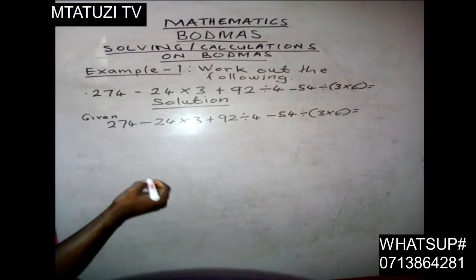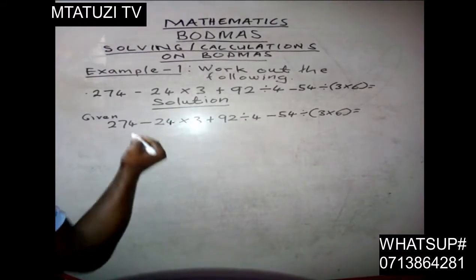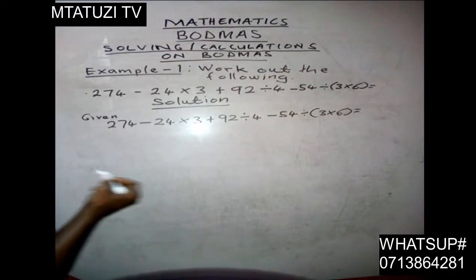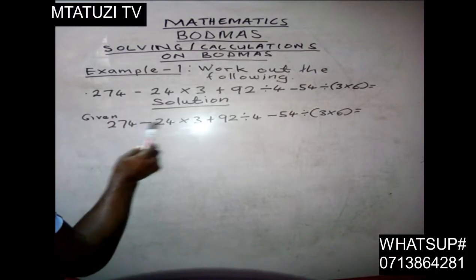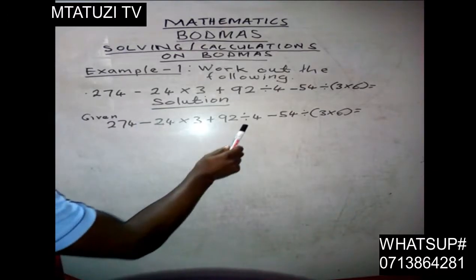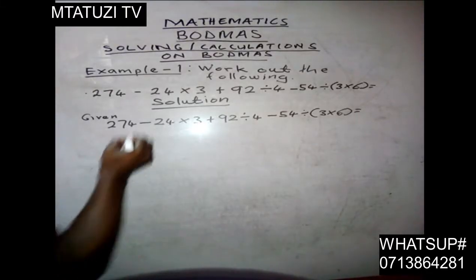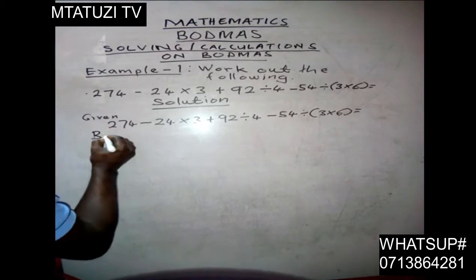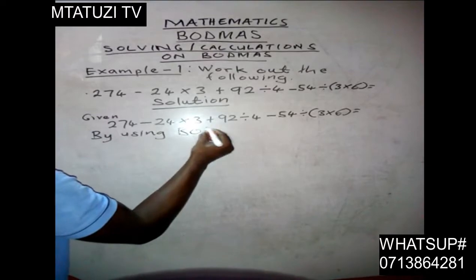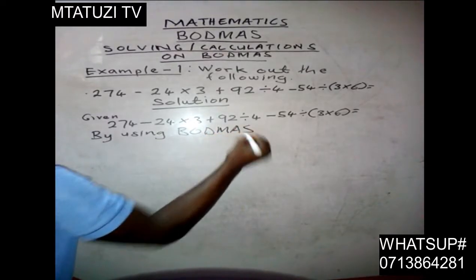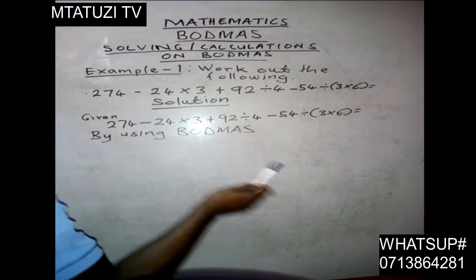As I said earlier, to solve a question like this, you see, this question contains more than one operation. There is subtraction, multiplication, addition, division, and there is a bracket. So in order to solve this question, you have to use the Bodmas rule. Now, what are we supposed to do first?